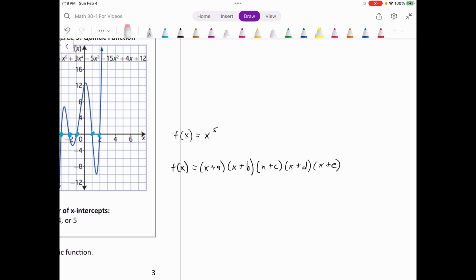Okay, and again, it has 5 factors. They're just not unique. It's x times x times x times x times x, right? This would be a quintic. (x plus a) to the power of 5. That is a quintic function, but it still only has one x-intercept. It's at x equals negative a, because negative a plus a would be 0, giving us one way to make y equal 0, one value of x that makes y 0.